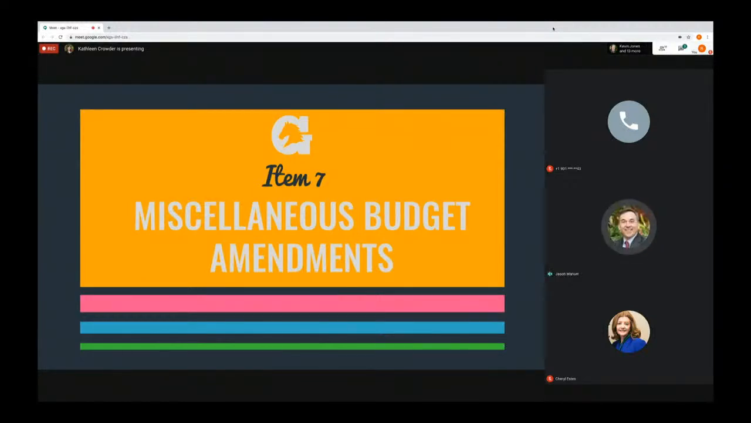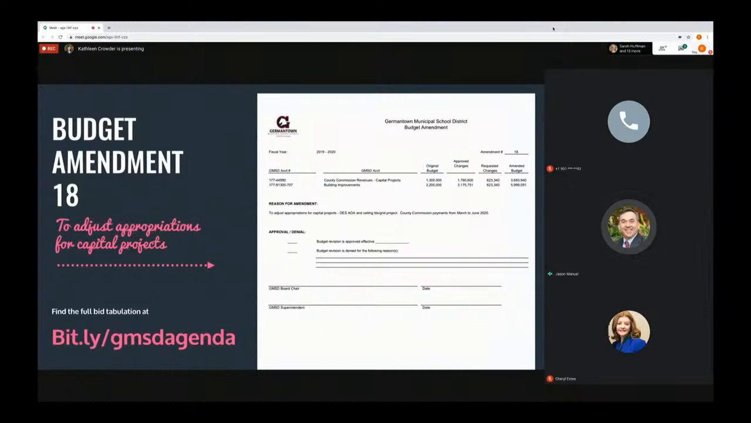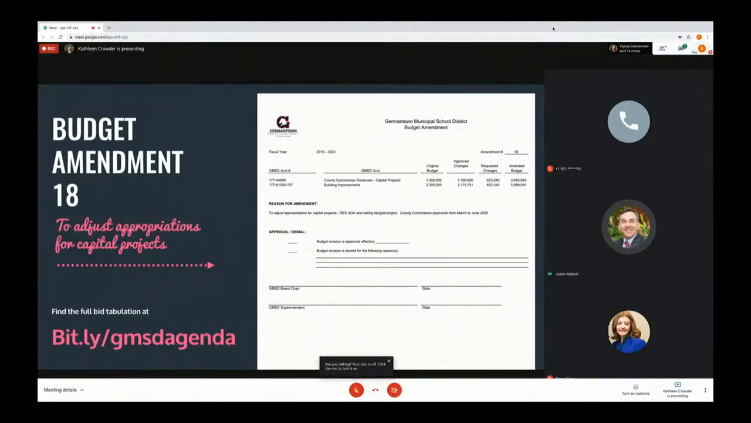Yeah, so the first one that we'll look at is number 18. Budget amendment number 18 appropriates the funding. If we can go forward a slide and show the actual budget amendment, there we go. It moves the money into the right categories for that Dogwood ADA project. If the board approves that project, that would be budget amendment number 18.